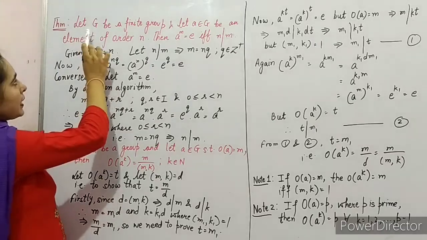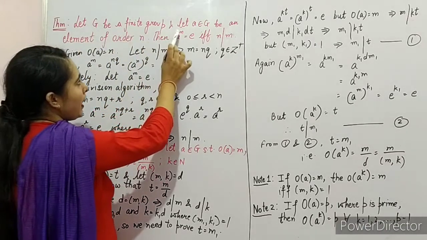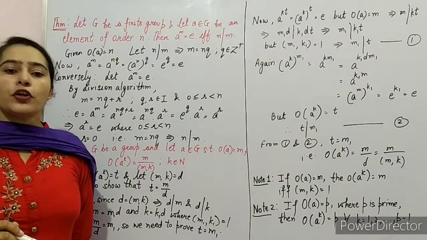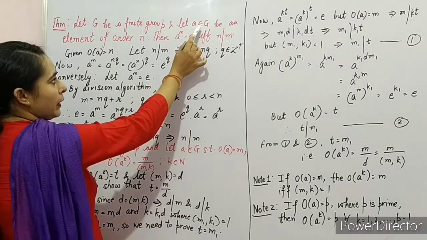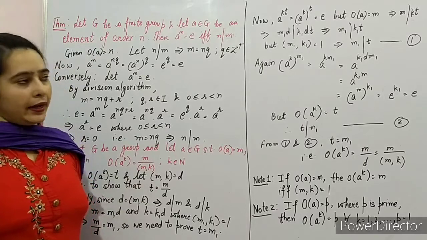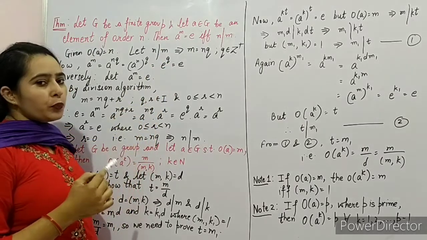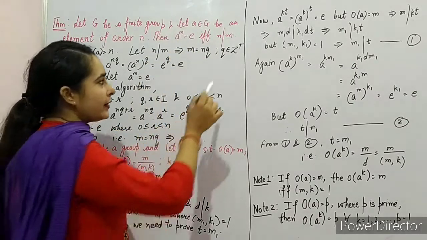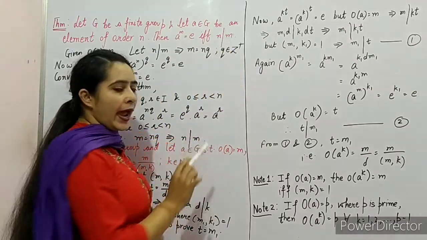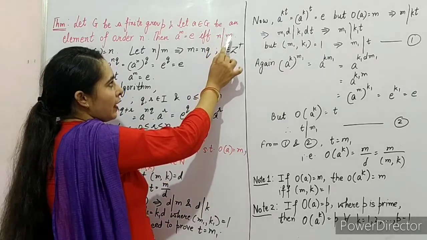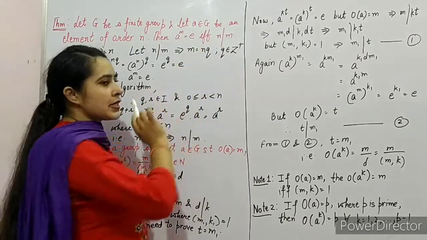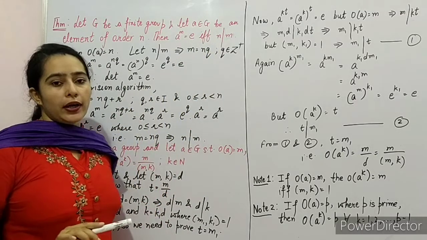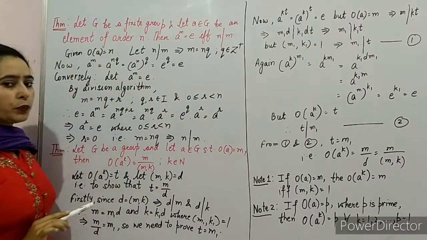What's the next theorem? Let G be a finite group and let A belonging to G be an element of order n. We are given a group G and there is an element A whose order is n. Then what we have to prove is: if A raised to the power m is equal to identity, then n divides m, and if n divides m, then A raised to the power m is equal to identity. We have to prove it both ways because here it is if and only if. Now let's start with the proof.